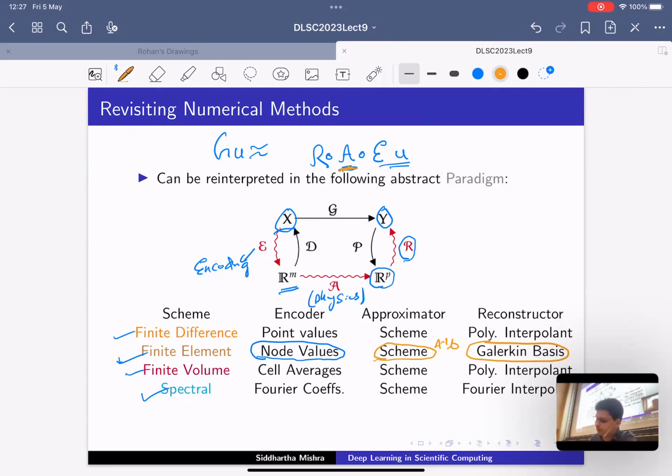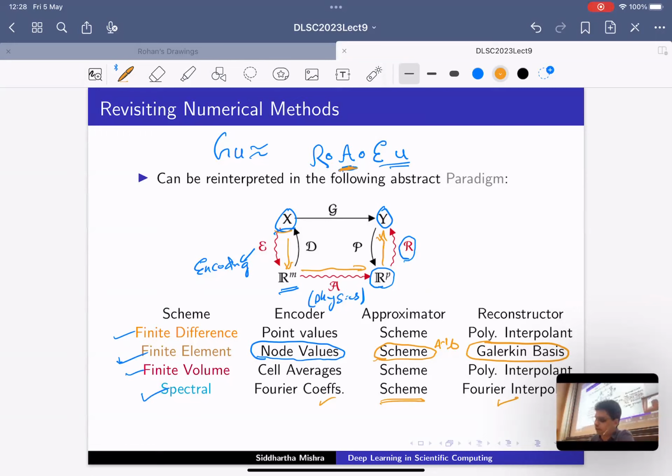And similarly, for spectral methods, we do the same with respect to Fourier coefficients. We evolve the Fourier coefficients, and then you do a Fourier interpolation. So it's exactly the same idea over and over again. We'll keep on doing this the whole of today's lecture, playing with this diagram that I just showed you. Given something which is infinite dimensional, we project it down to finite dimensions, we do some processing in finite dimensions, and then we lift it back up to infinite dimensions by using some suitable basis.